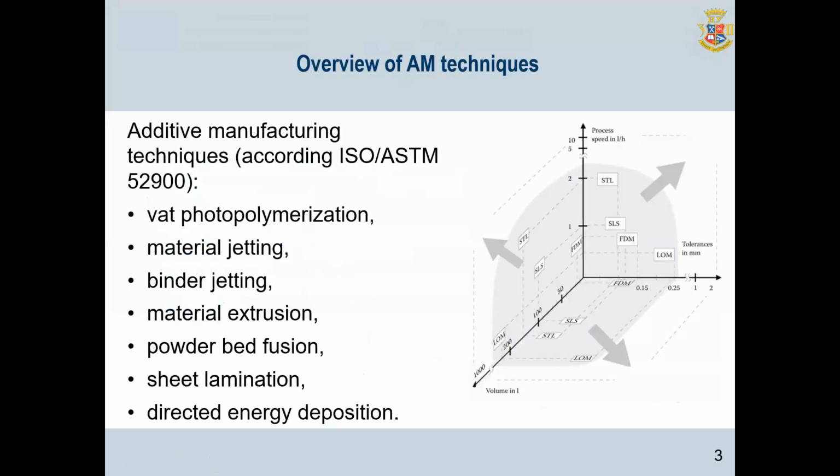The International Organization for Standardization and the American Society for Testing and Materials classify additive manufacturing techniques into 7 categories: vat photopolymerization, material jetting, binder jetting, material extrusion, powder bed fusion, sheet lamination, and directed energy deposition. When choosing a particular technique, a compromise must be found between process speed, volume, and tolerances.